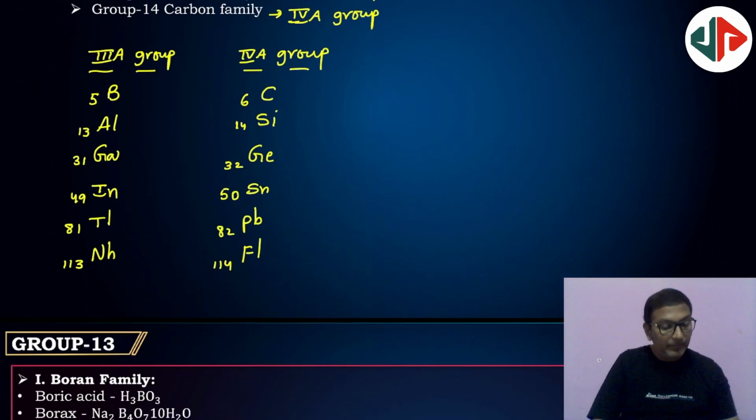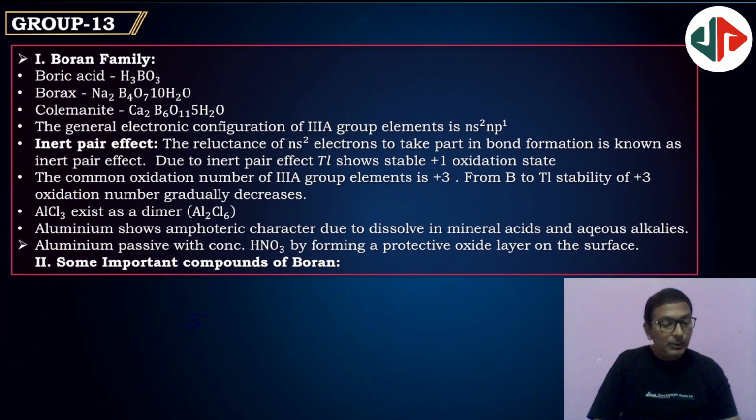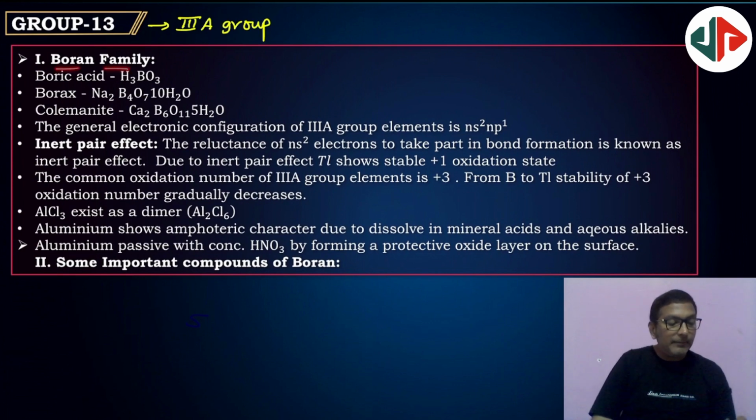Next, about group 13 or the third group. First point, minerals of boron. Boric acid, H3BO3, a very important compound. Next, borax, Na2B4O7·10H2O, a very important compound. Next, colemanite, Ca2B6O11·5H2O.